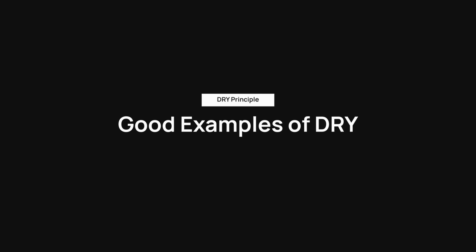So if DRY is about avoiding the duplication of knowledge, how do we apply that in practice? How does that affect my source code? So let's see some examples of good practices of using the DRY principle. So let's make this practical. Here's what good DRY actually is.